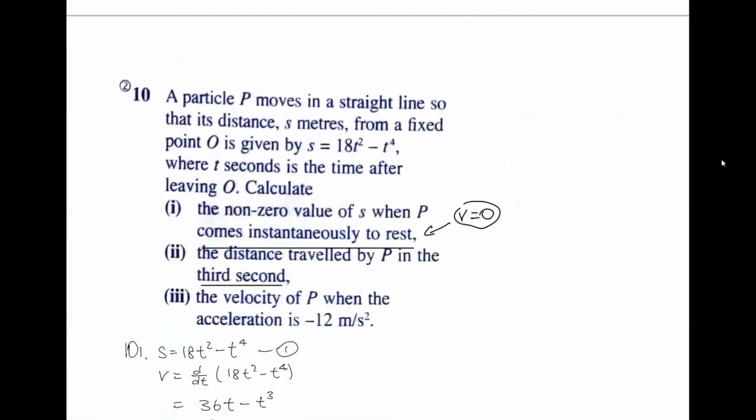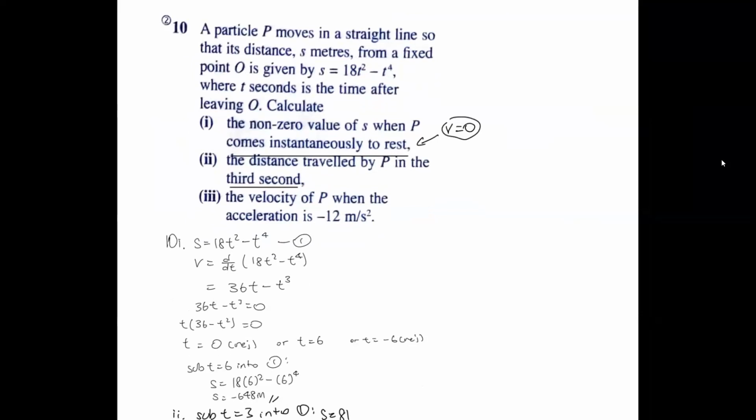A particle P moves in a straight line so that its distance s meters from a fixed point O is given by s equals 18t squared minus t power 4. t seconds is time after leaving point O. Calculate part 1, the non-zero value of s when P comes instantaneously to rest. So that means v equal to 0. So you are given s, and you know that v equal to 0. So that means you want to go from s towards v. So you differentiate, right?